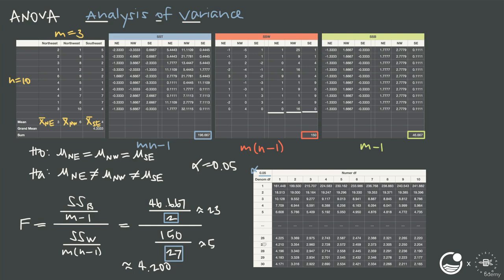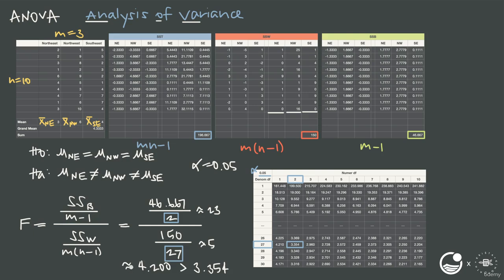So in our case, denominator degrees of freedom is 27. We see that here. And numerator degrees of freedom is 2. So we find that here. And we just find their intersection in our F table for this particular alpha level. And we see that we get a critical value of 3.354. All we have to do now is compare our F statistic to the critical value. In our case, 4.2 is greater than the critical value of 3.354.